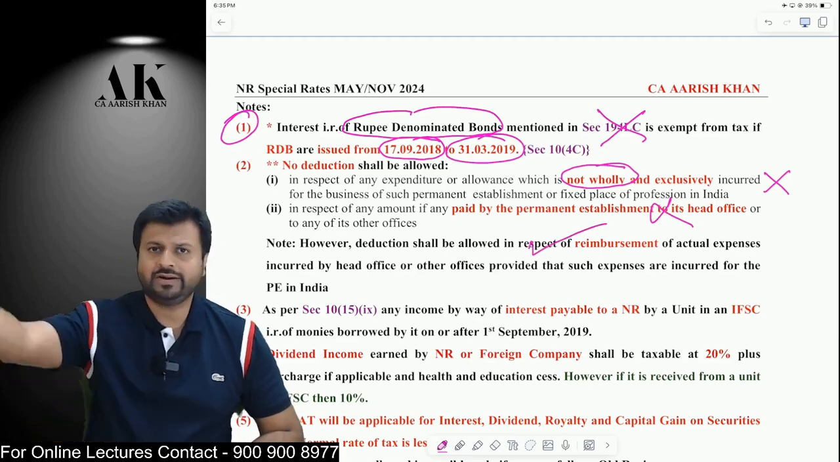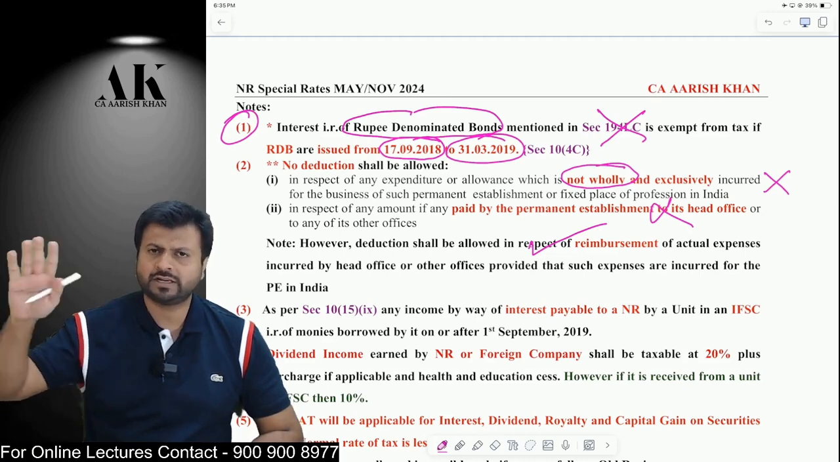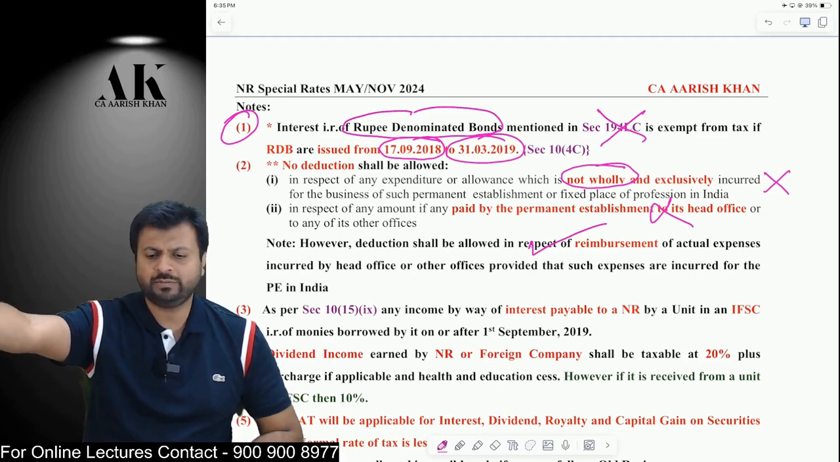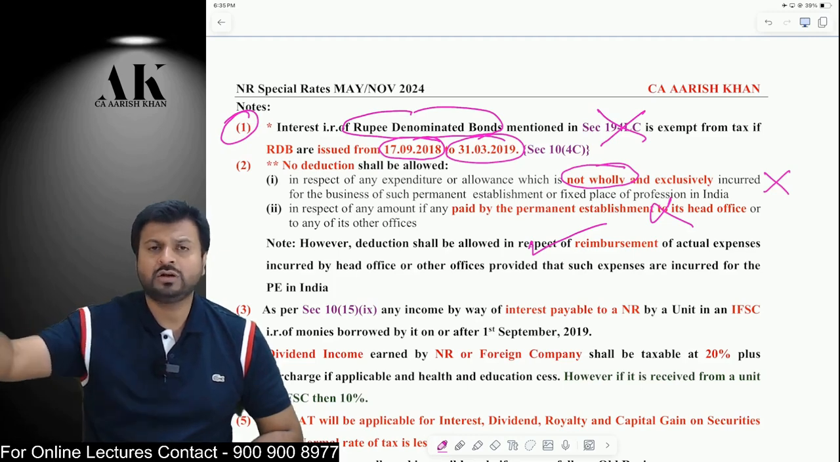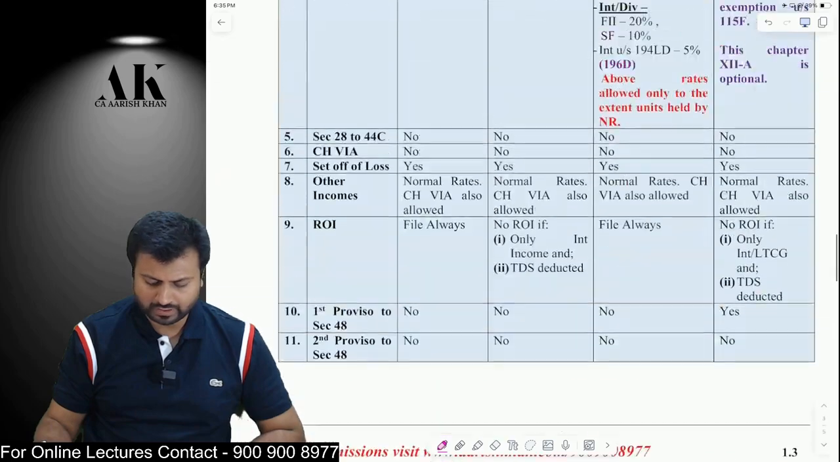Be very careful. If I am taking some services from my HO and I am making the payment to them, it is not allowed. I have already told you the logic in the class, whether you have taken my regular or fast track batch. Because it is a payment to self. If you make a payment to self, then it is not allowed as a deduction. But if you are making a reimbursement to your HO or to any other branch, then it is allowed as a deduction. Okay, this is what is written over here. I hope it is clear to all of you.